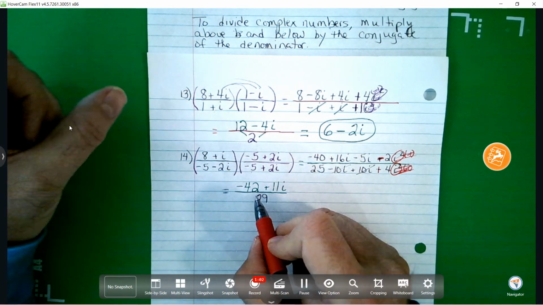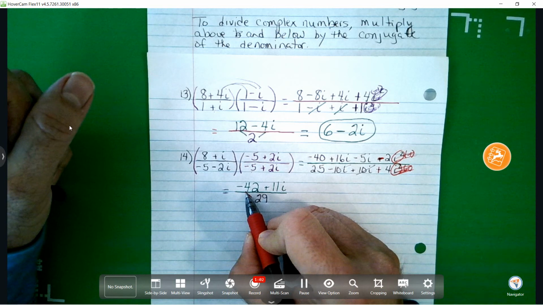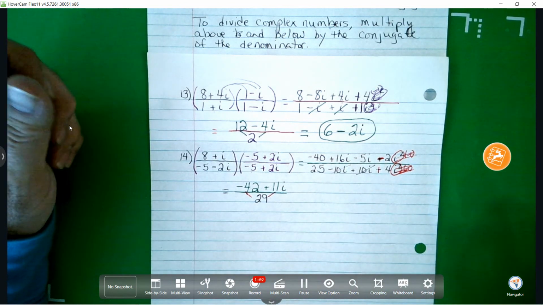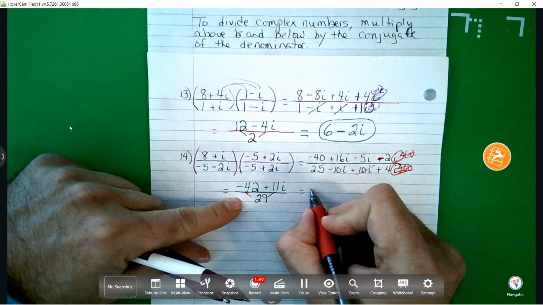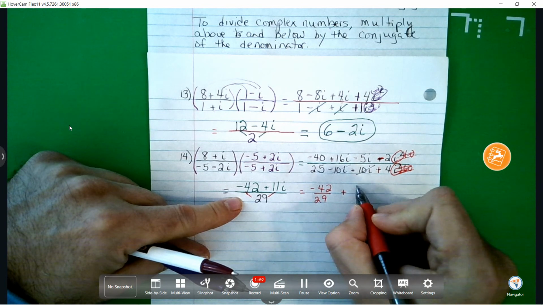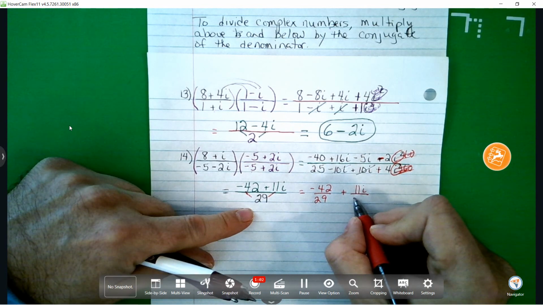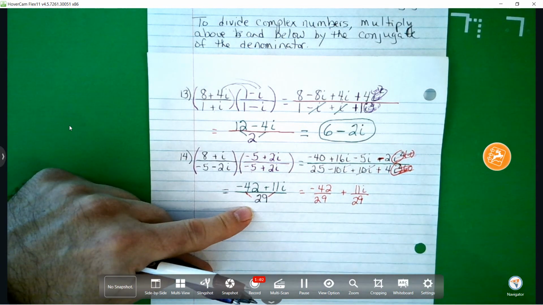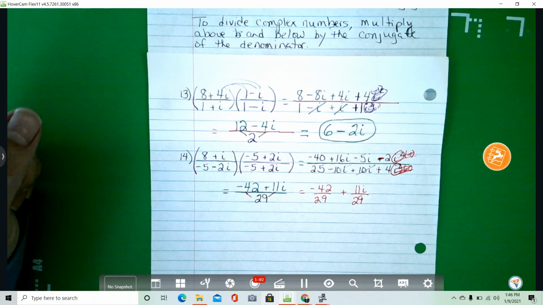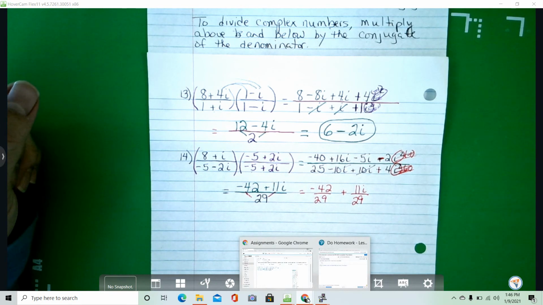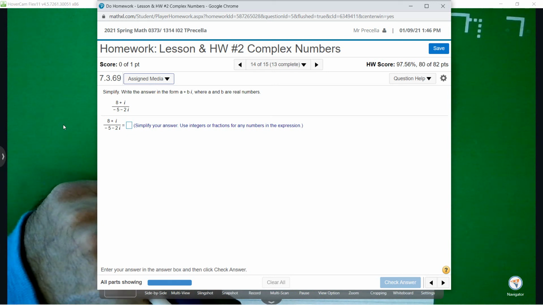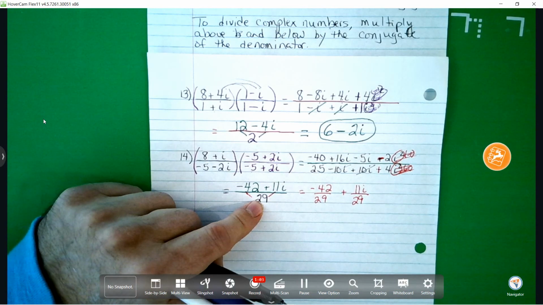Now, on this one, if we do this and break it up, is anything going to cancel? Negative 42 over 29 plus 11i over 29. Nothing cancels, right? When nothing cancels like that, if you break it up, in the past Pearson has let you just enter the one fraction. This one right here. Okay?